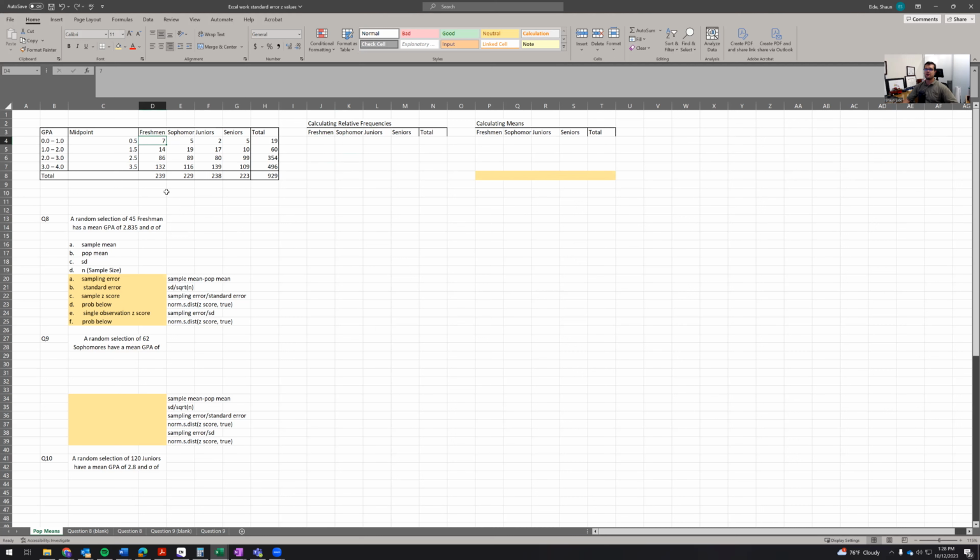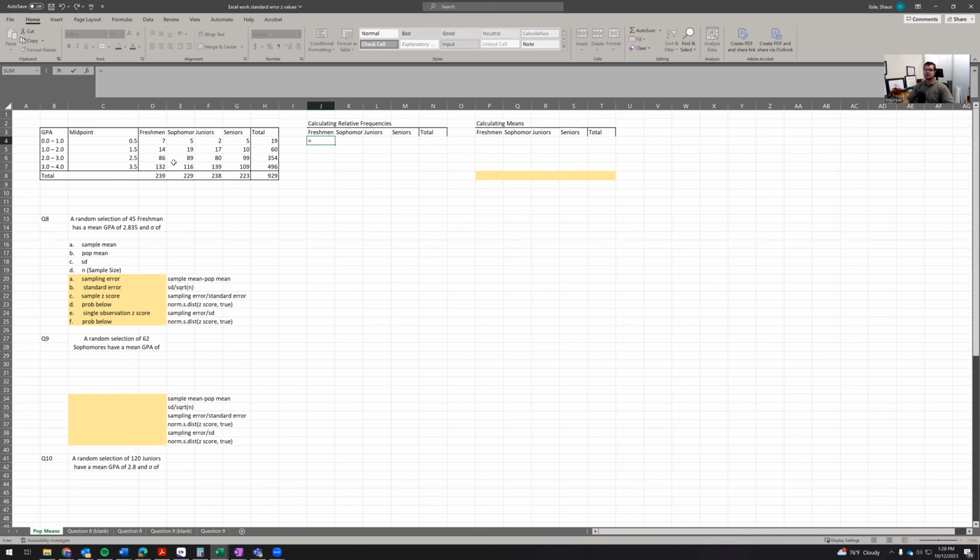The first thing we have to do, remember, in order to calculate the mean of grouped data, you multiply the relative frequency by the value, and you add those together to get the mean. I showed you how to do that longhand on the Word worksheet, but I'm going to show you how to do it in Excel.